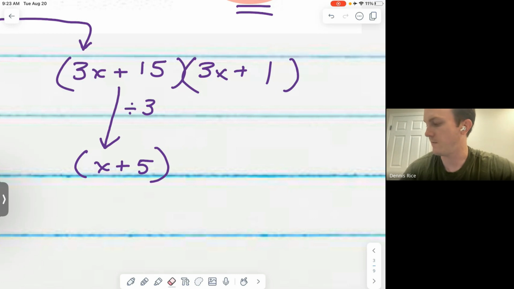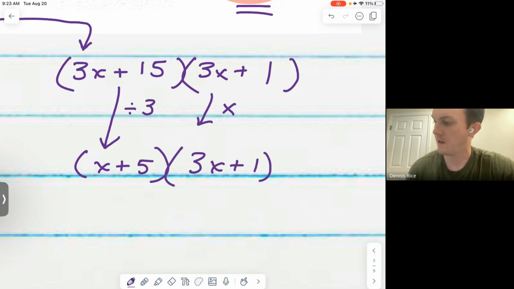Is there any GCF in the second bubble? Do 3x and 1 have anything in common besides 1? No. So if you don't have a GCF, I'll just put an X. You just stay as is. And this is our answer.